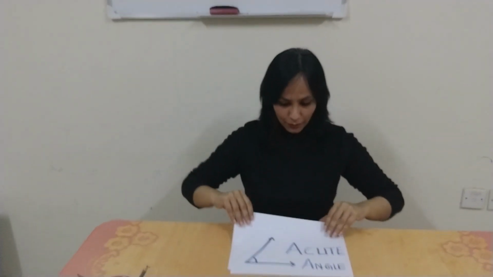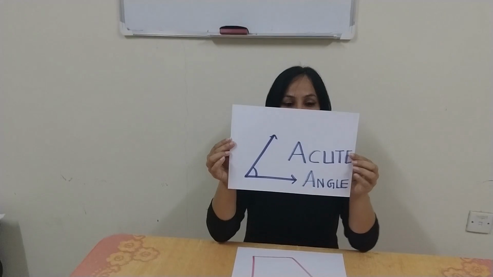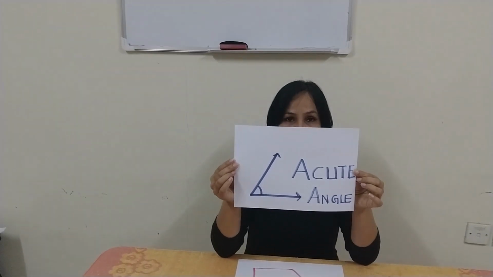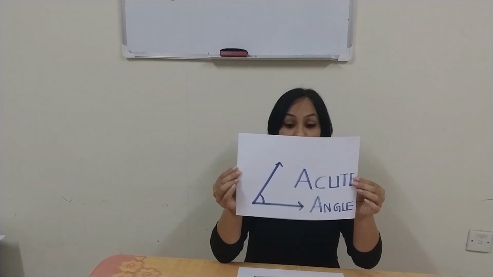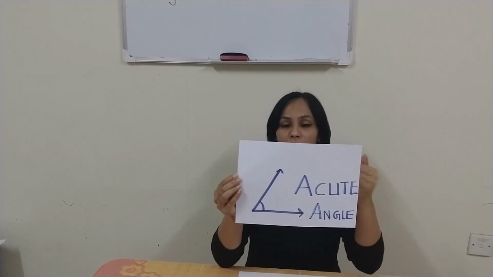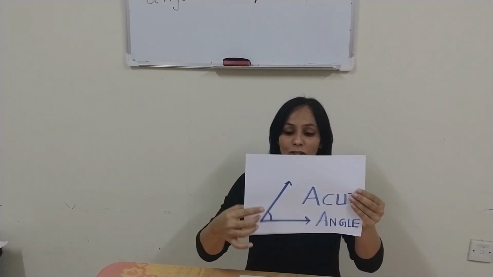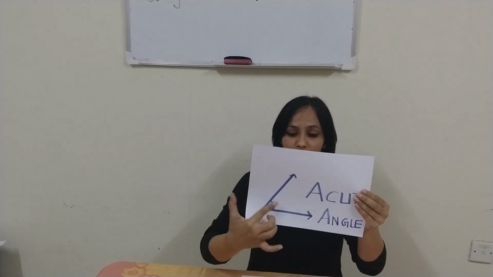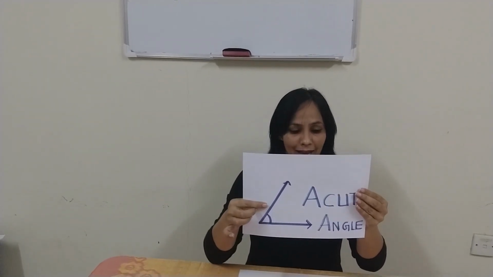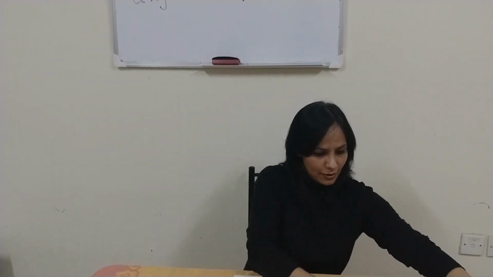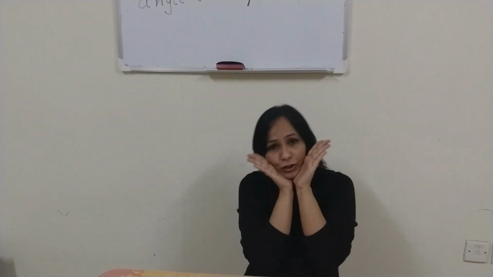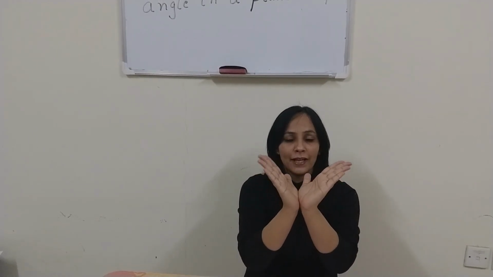Now let's come to the acute angle. Acute angles are those angles which are less than 90 degrees, less than a right angle. Now a right angle is 90 degrees, we will not talk about that, but an angle which is less than a right angle is called an acute angle. The cute face, that is the acute angle. You can do like this also. This is your cute face and this is your acute angle.